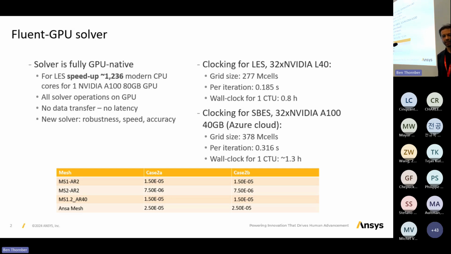For SBES, per iteration time is a bit slow because we have to solve more equations. So it's 0.316 seconds, and we get 1.3 hours per flow over time. We use probably a smaller time step than most of what I've seen so far here. It's just such that we have CFL smaller than 2 in the relevant areas of the flow, and we believe that is a good approach. At least it takes out some uncertainty.